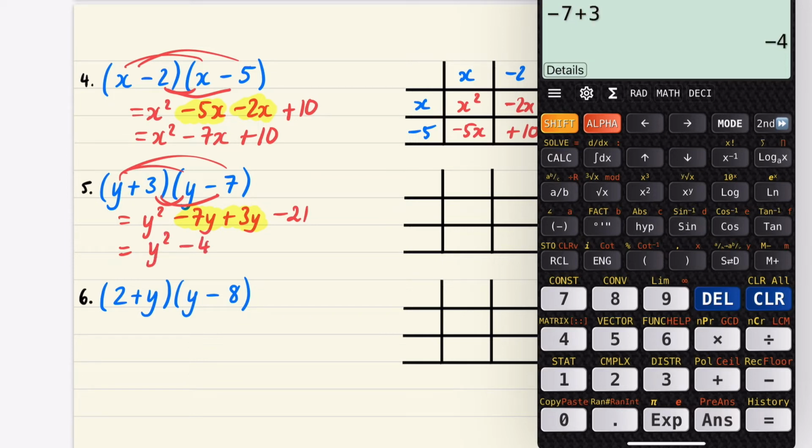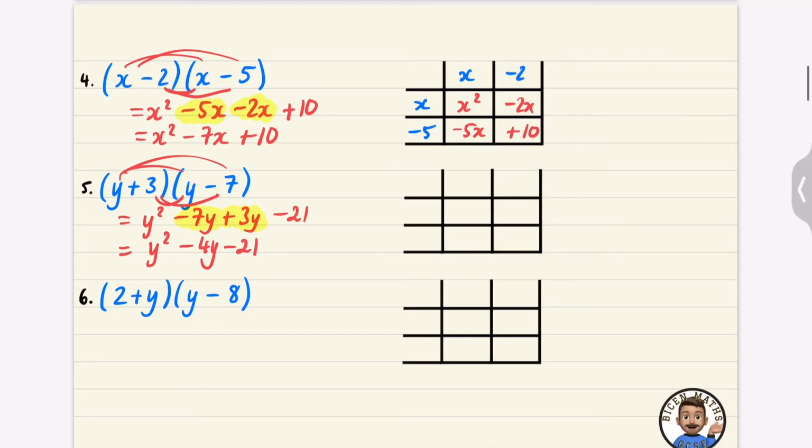So it's y squared minus 4y minus 21. That's our final answer for this. And again, if it was going in here, y plus 3, y minus 7, y squared, 3y, minus 7y, and minus 21. All of these parts are being multiplied to get the red ones.